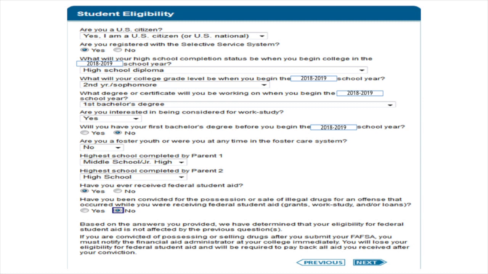The next question, have you ever received federal student aid? High school seniors have never received aid yet, so that answer would be no, but for subsequent school years, if they received aid for the previous year, they're going to answer yes, and then it's going to ask if they've ever been convicted for the possession or sale of illegal drugs for an offense that occurred while they were receiving federal student aid. Hopefully the answer will be no.